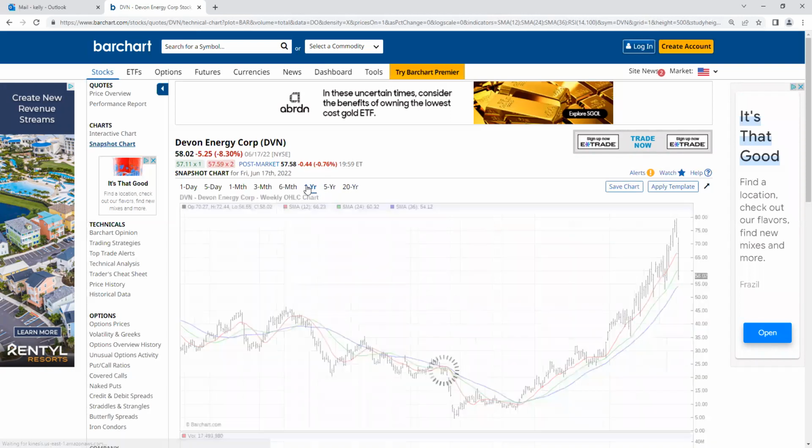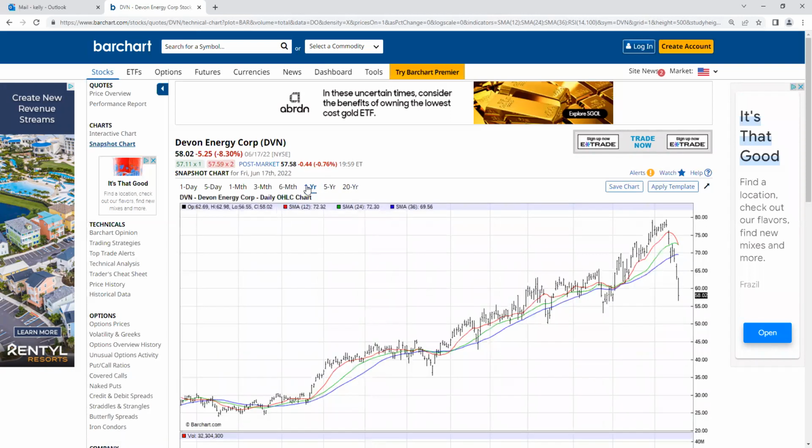Turning towards the 1 year. There you go. You see, you got the sell signal on the 1 year here at 75. When the red line rolls over, it's time to go. And now it's way oversold here from the red line.